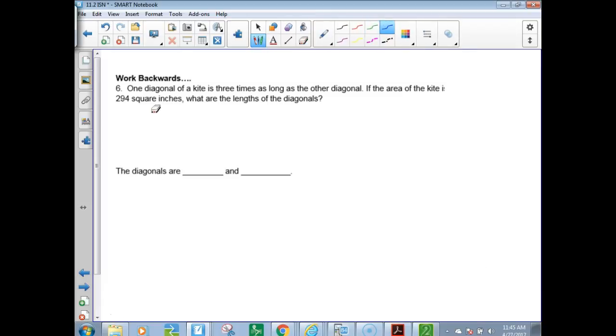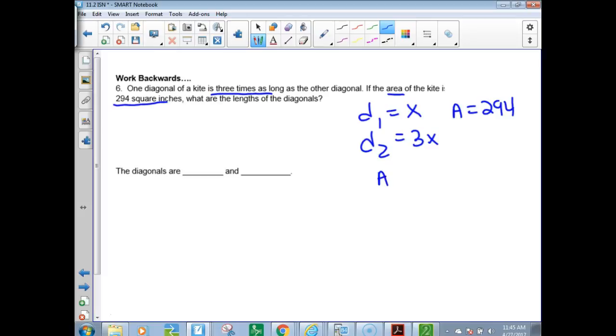Working backwards problem. It says one diagonal of a kite is 3 times as long as the other diagonal. So we're going to let the first diagonal, or D1, equal x. Then the other diagonal, D2, would be 3 times as long, so it would be 3 times x. It says if the area is 294 square inches, then we know A is 294. Since the formula for area of a kite is diagonal 1 times diagonal 2 divided by 2, I'm going to replace the A with the 294, the D1 with an x, and the D2 with 3 times x. And then, of course, divided by 2 is a part of the formula.